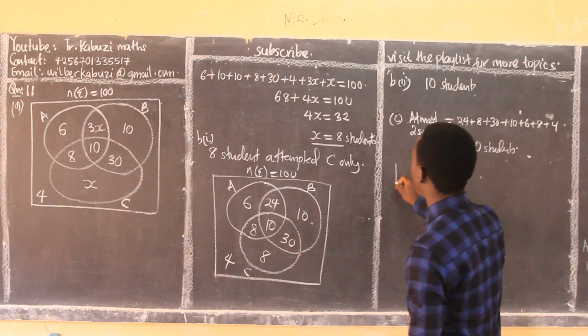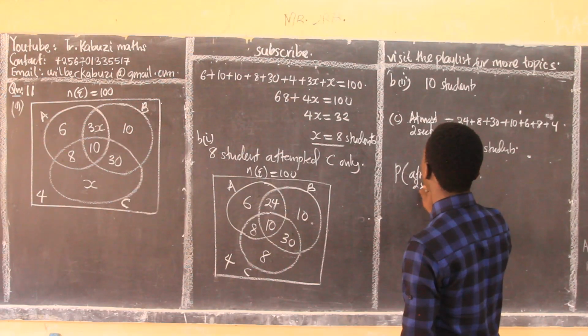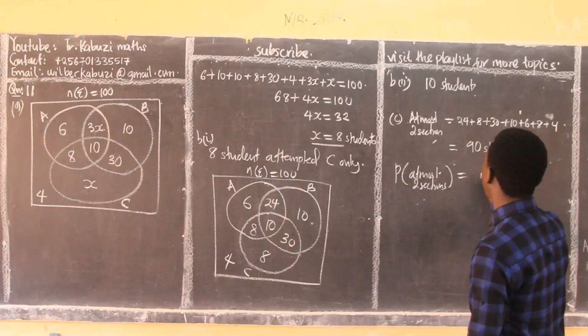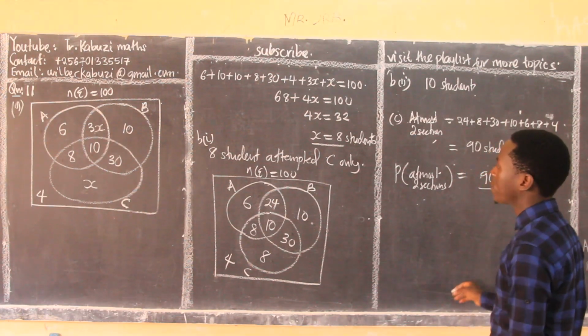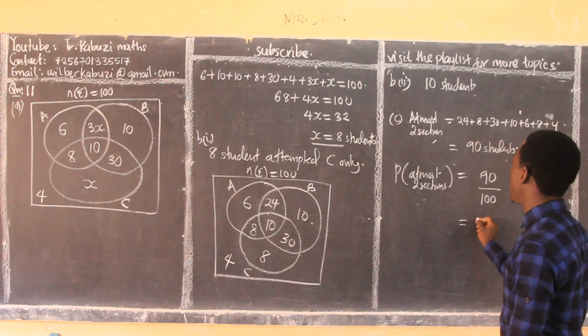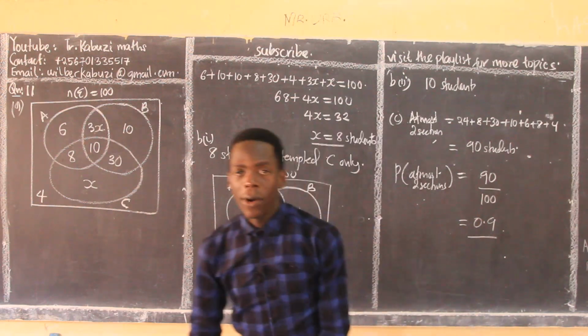So now they ask the probability at most 2 sections. We are going to get the event over the sample space. We are choosing from 100, which is going to be 0.9. And simple as that.